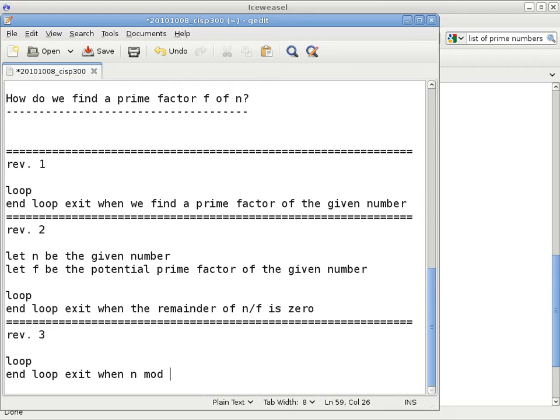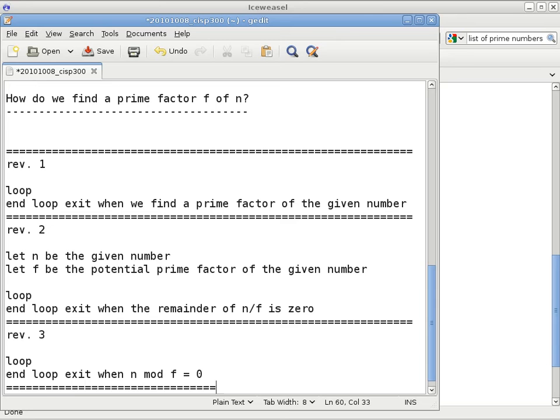So you can say when n mod f equals 0, it is actually saying the remainder of n divided by f is 0. The mod operator is kind of like a division operator, except it does not give you the quotient. It gives you the remainder of the division. Are we okay so far with the mod operator? In C and C++, the mod operator is the percent symbol. In other programming languages, it is just spelled out as mod. Are we okay so far? Okay.